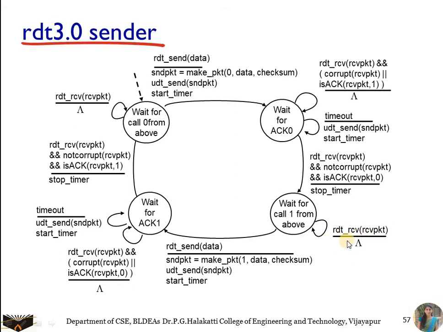So here we have the condition. Again, this is waiting to receive the data from the above layer. As soon as it receives the data from the above layer, again it's going to make a packet with a sequence number as 1, and again it's going to send. After sending the packet, again it's going to start the timer.